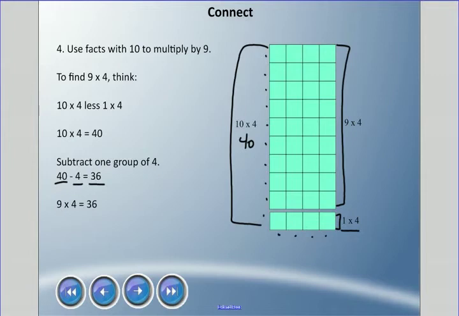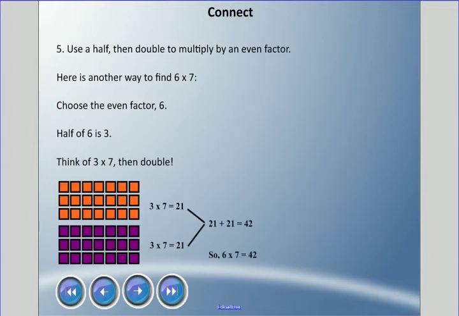Another strategy is we can use a half, then double to multiply by an even factor. It only works with even factors. So here's another way to find 6 times 7. Choose the even factor 6. We can't choose 7 because 7 is an odd number. So we choose the 6 and cut it in half. Half of 6 is 3. Let's pretend I know 3 times 7. I can double it to find 6 times 7, because 3 plus 3 is 6. So 21 plus 21 is 42. So another way to find 6 times 7 is by cutting the 6 in half and then doubling the answer.